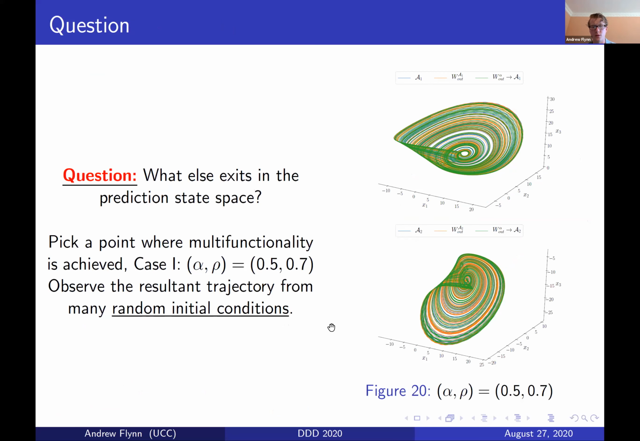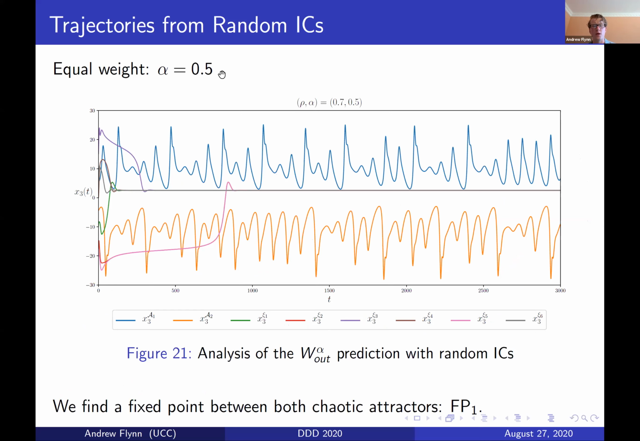So here, if we apply equal weight, what we anticipate is that sometimes the random initial conditions will go towards attractor A1, other times towards attractor A2, but more often than not, the prediction actually falls to some fixed point. So we have an additional fixed point in the plane that we didn't know about from before. So it exists behind the scenes, say.